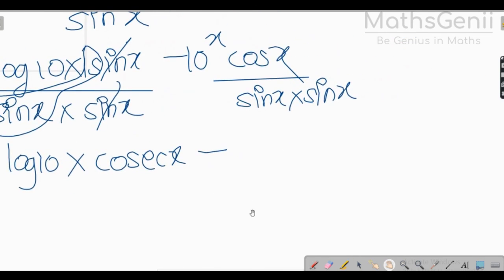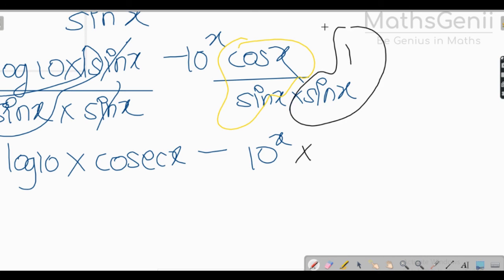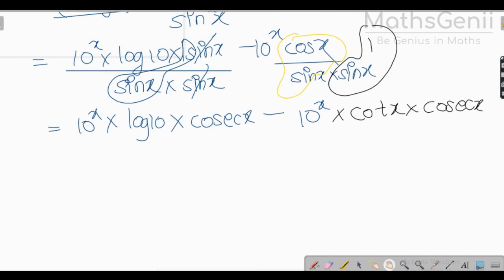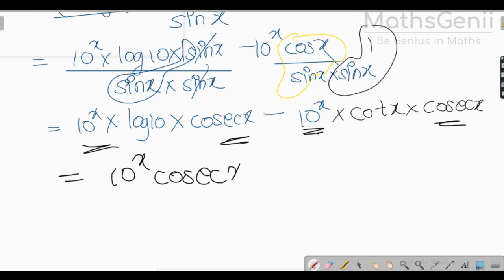Minus. Here, look at this bracket. 10 raised to x as it is. Cos upon sin, and then 1 upon sin x. Cos upon sin gives me cot, and 1 upon sin gives me cosec. Now from this bracket, what can I take common? This and this term is common. So I take these common terms, and then what remains is log 10 minus cot x.